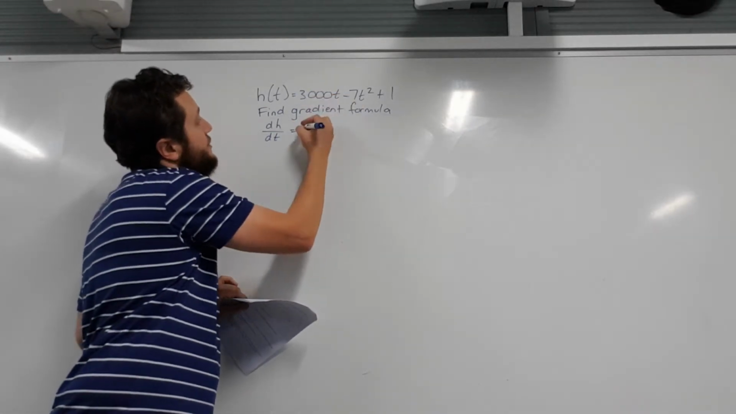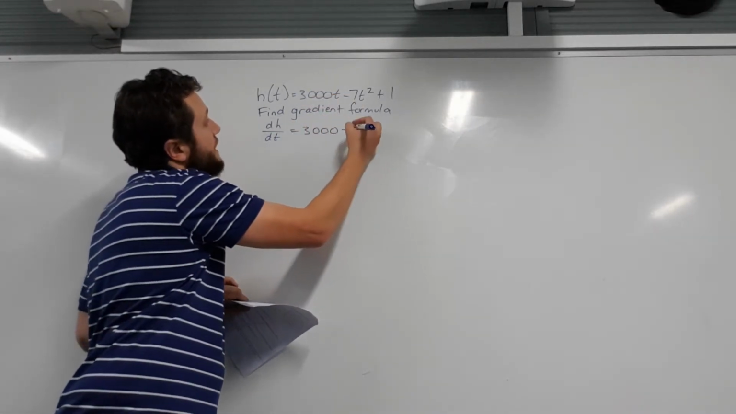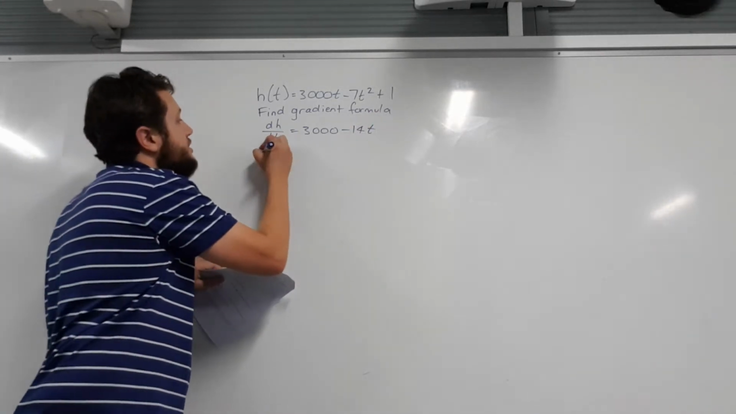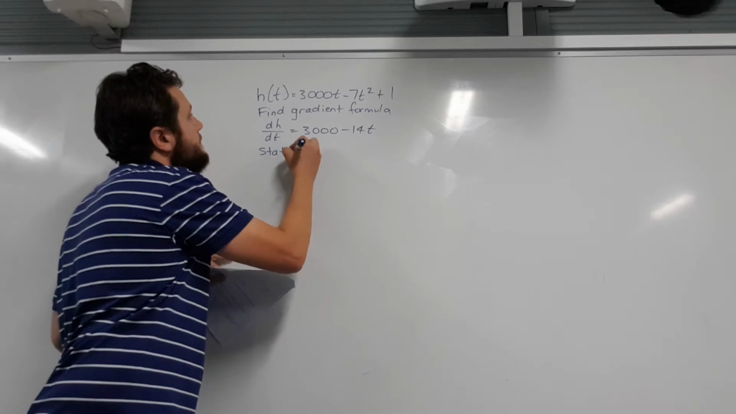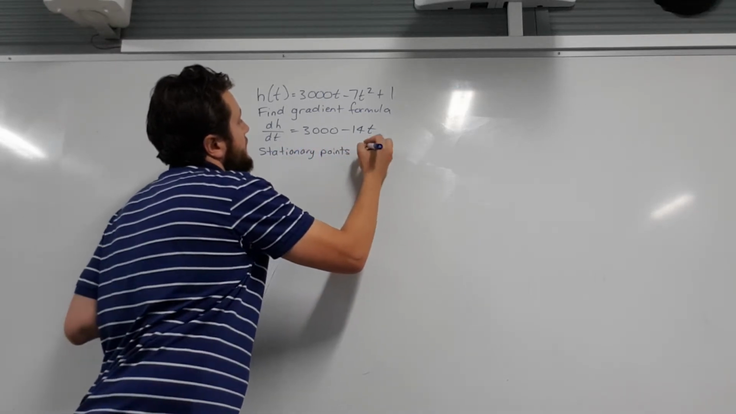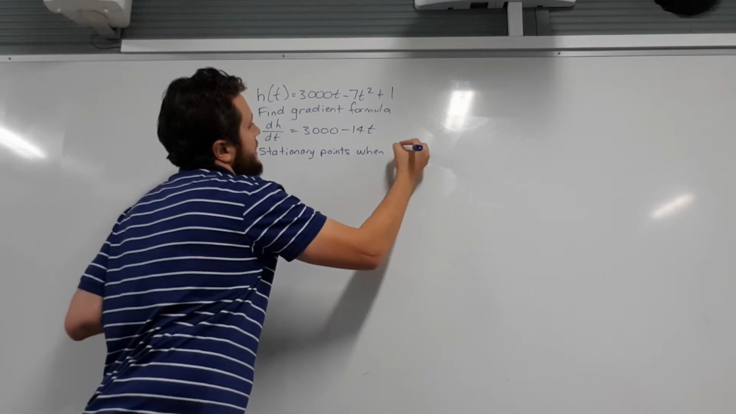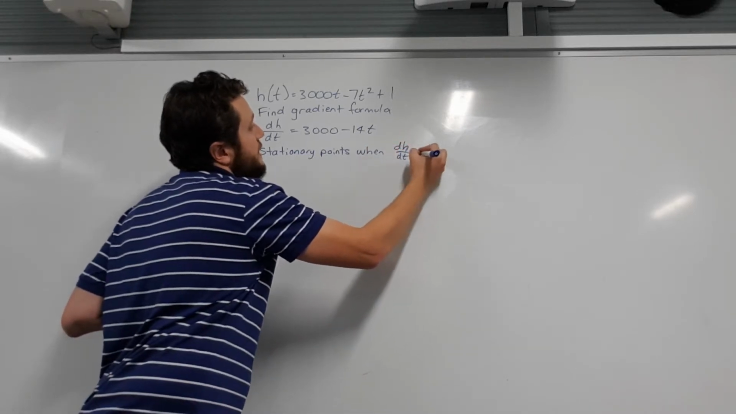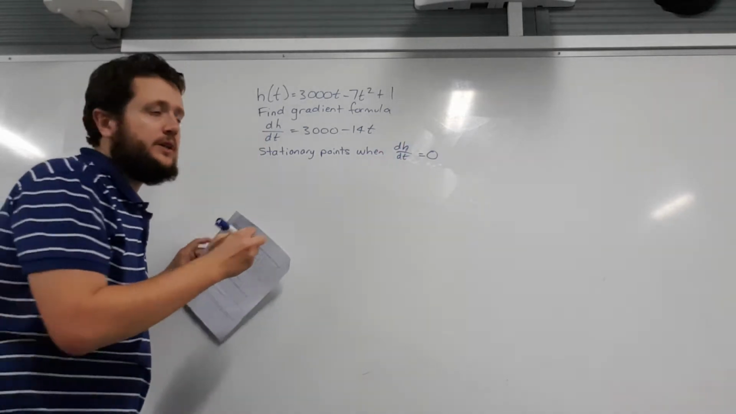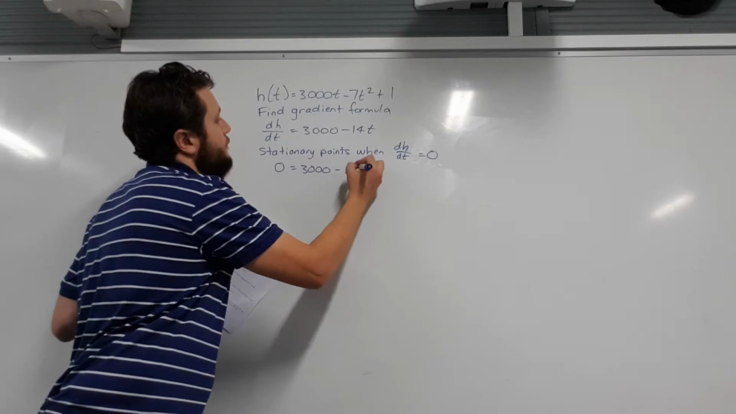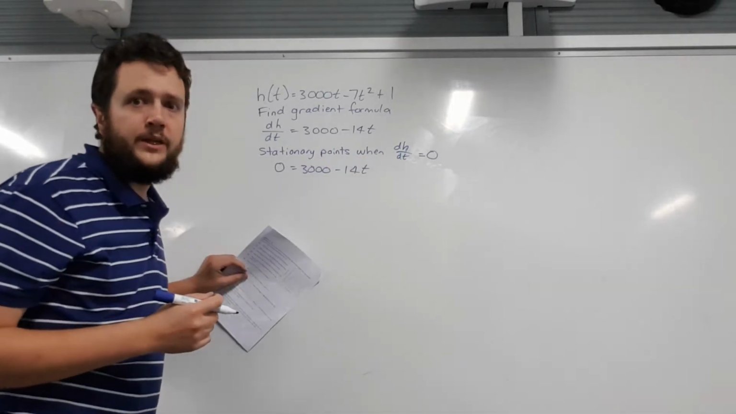Okay, we're just going to lose the t. It's going to be 3000 take 14t. So stationary points are going to be when dH dt equals 0. So I'm going to set that equation equal to 0. 0 equals 3000 take away 14t. And I'm going to solve it from there.